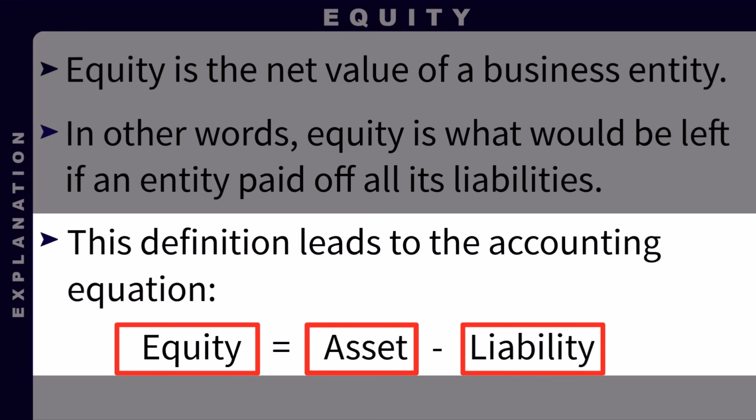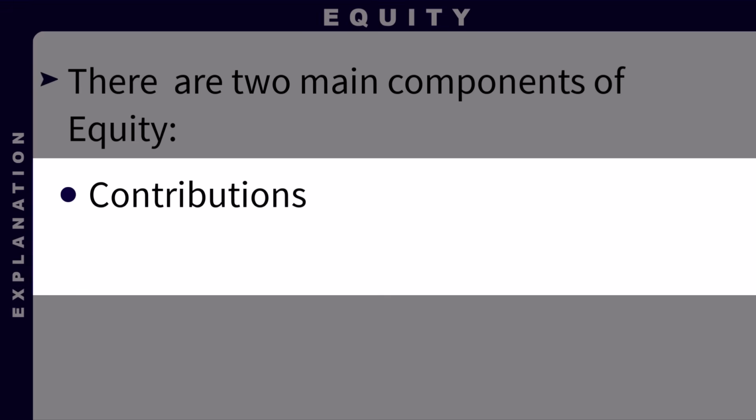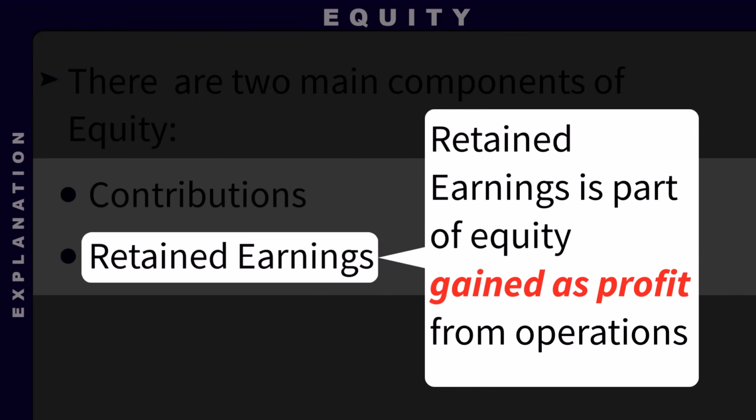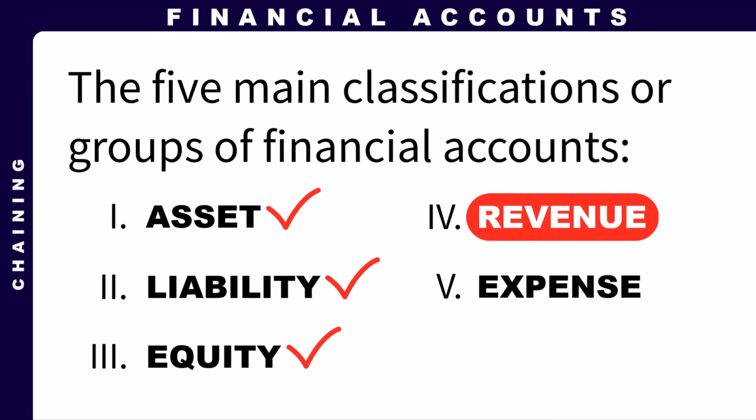Let's look at the main components of equity. There are two main components of equity in any business setting: contributions and retained earnings. Contributions are directly provided to an entity by the owners or shareholders of the entity, whereas retained earnings are the other part of equity, but unlike contributions, retained earnings are derived from profits of the operations of the business entity. Let's leave equity with that for now and move to the other financial account: revenue.